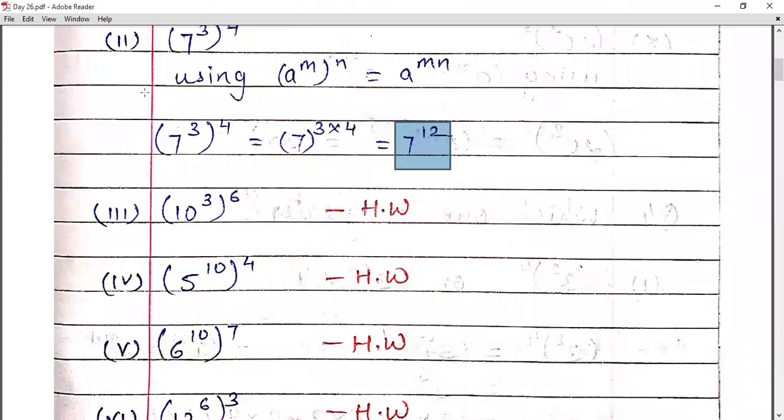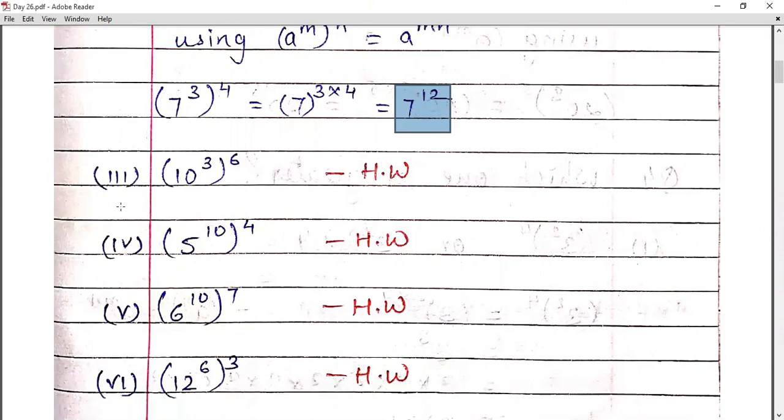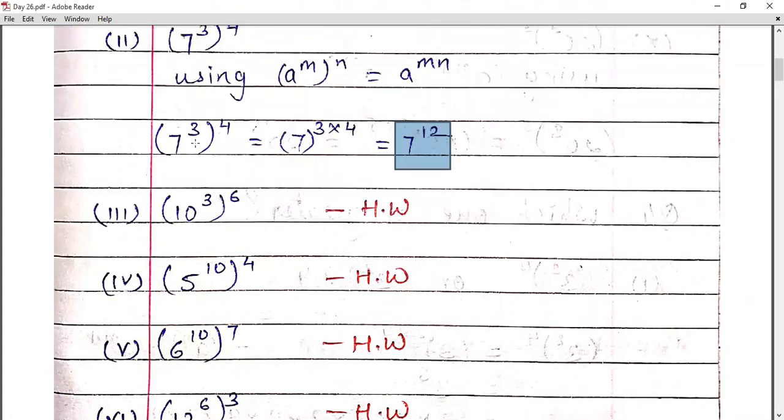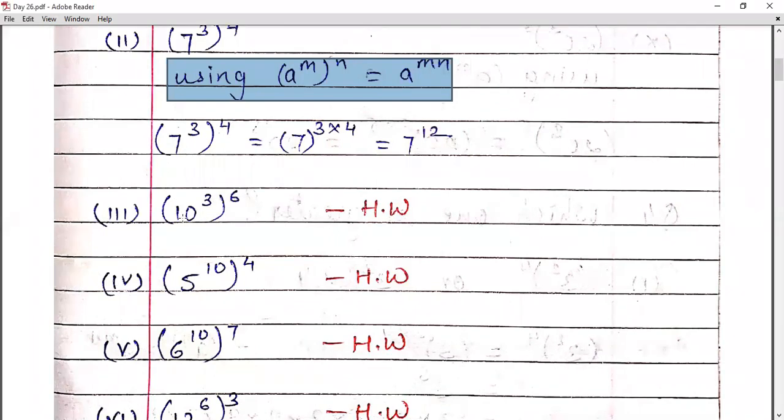So based on these parts, try to solve parts 3, 4, 5, and 6. Just taking a quick round on what will be the answers. Try to solve them step by step as they are mentioned in previous parts. See, here (10^3)^6 will become 3 into 6, 3 6s are 18. The answer will become 10 raised to 18.